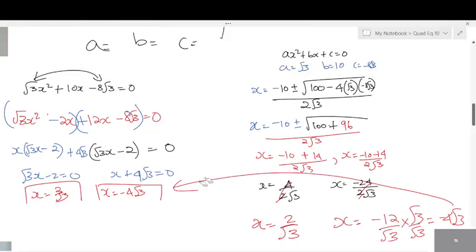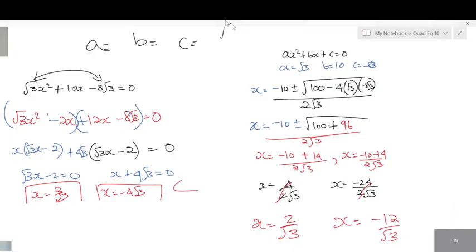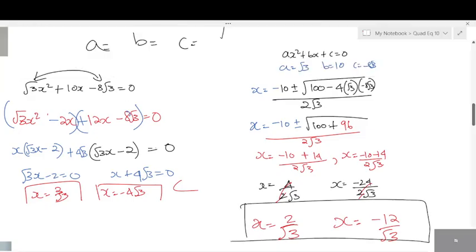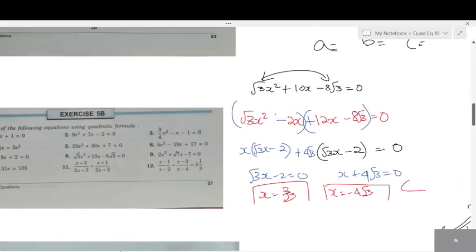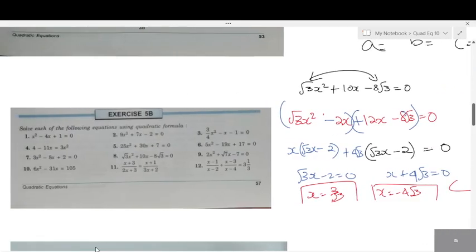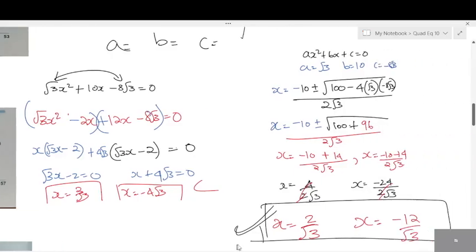In the exam, you don't have to rationalize, students. You don't need to rationalize the denominator. What's the answer in the textbook? Have they rationalized or given the answer like this? What's the answer given? Okay, check. Second one, like this. Exercise 5B, 8th question.